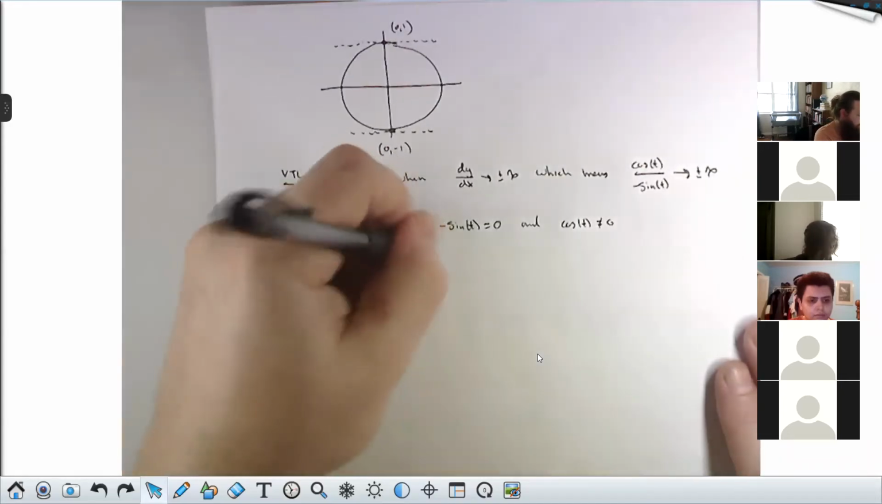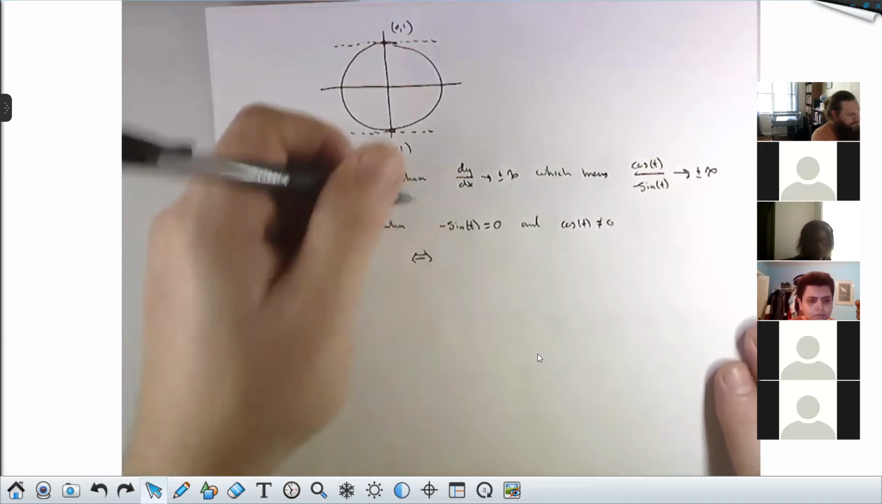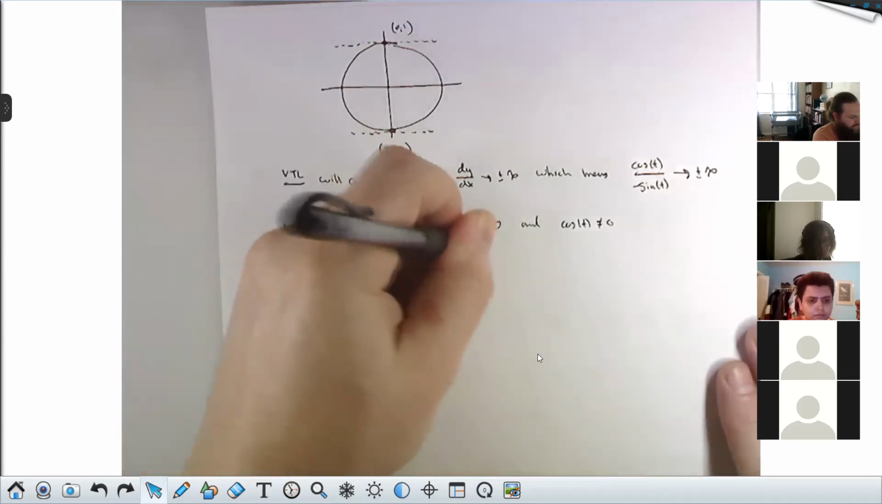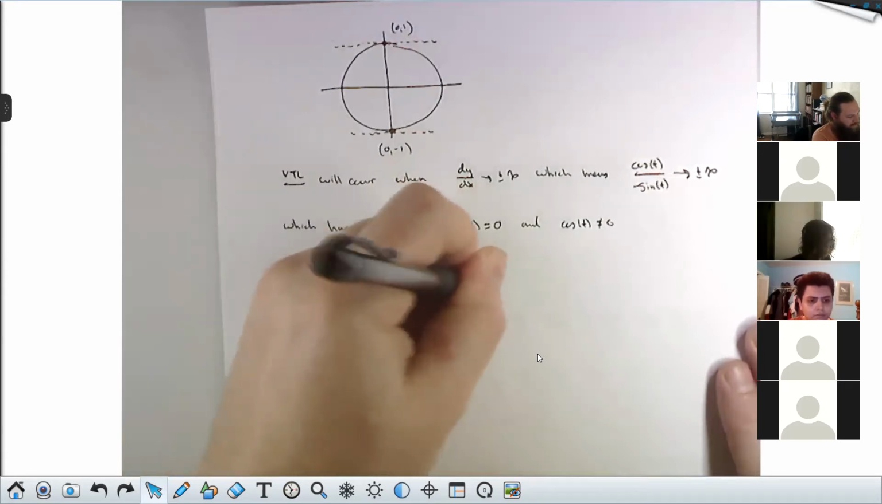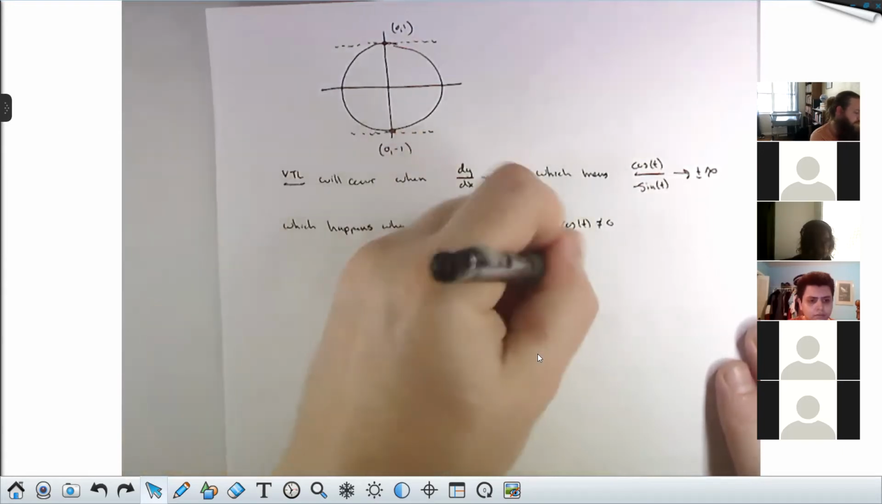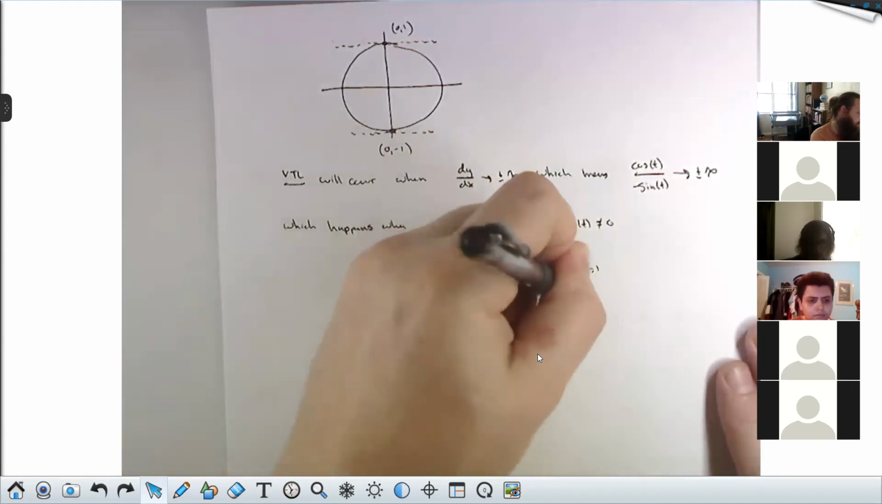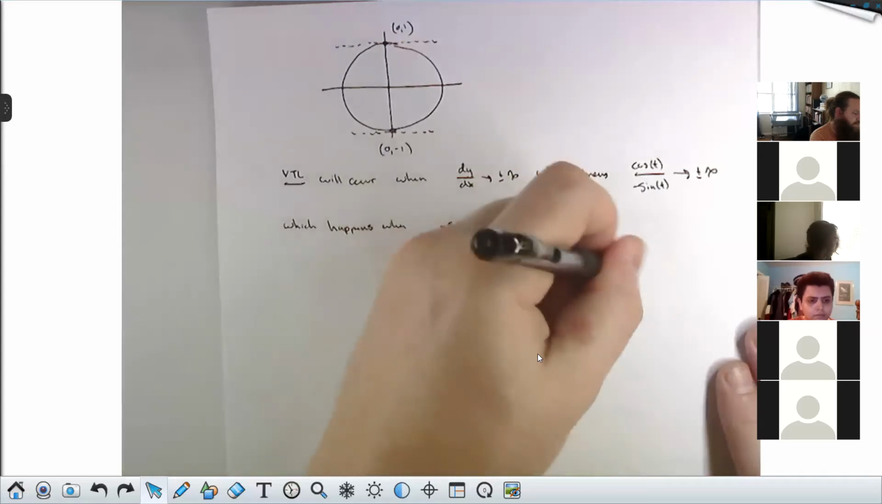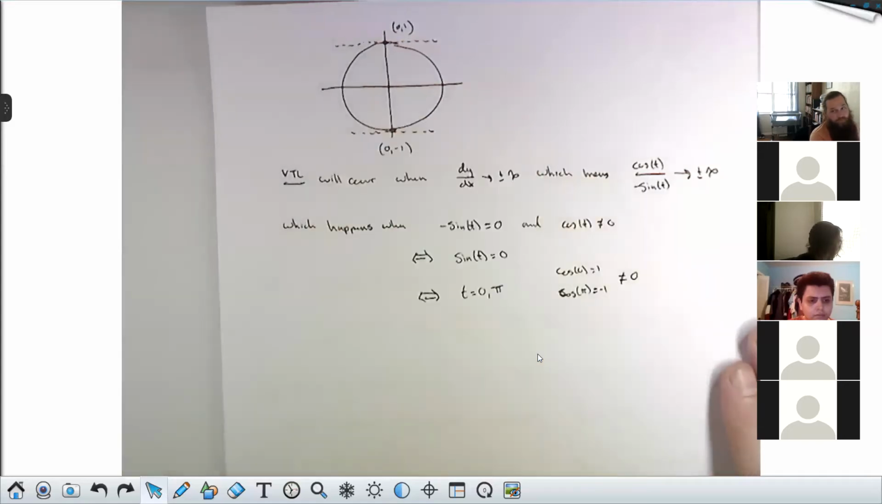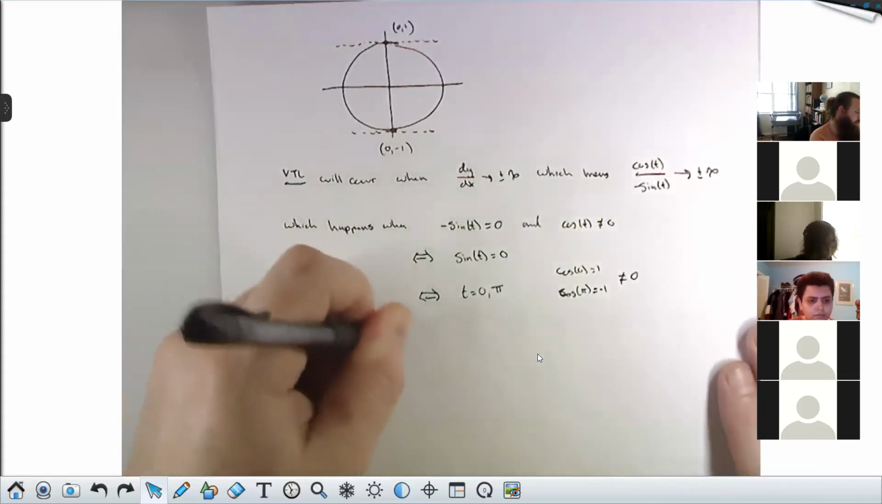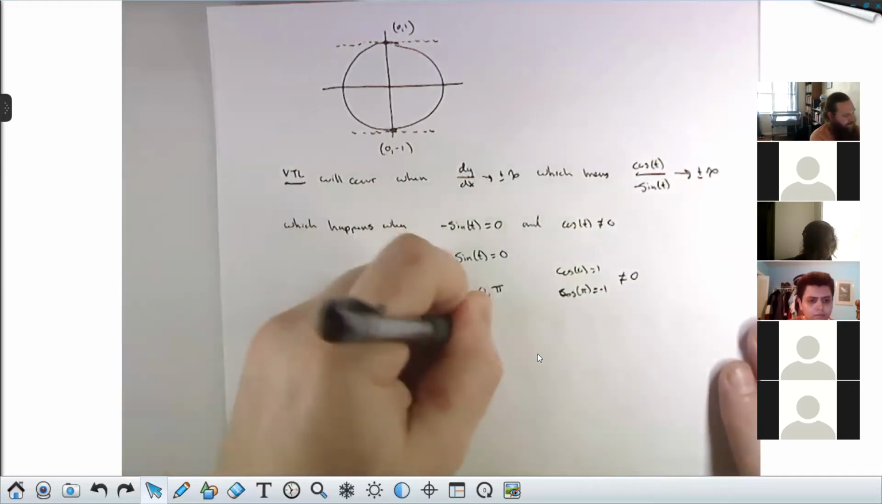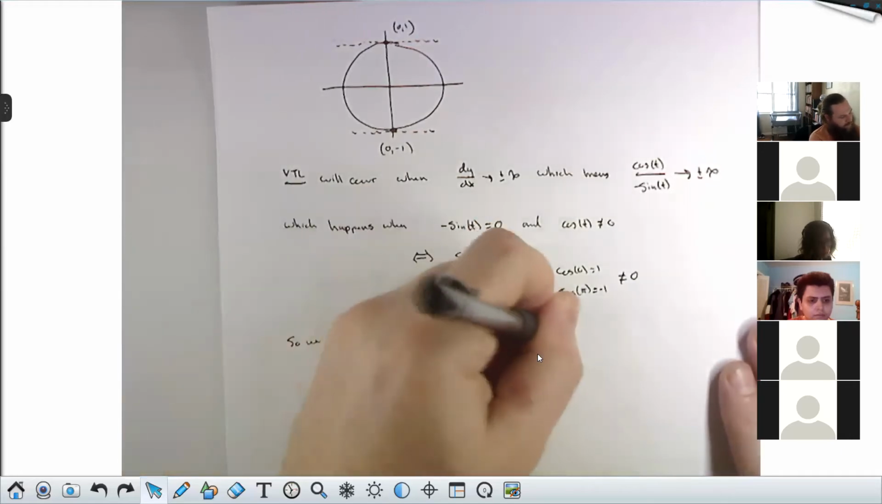So if we solve these equations, where is sine t equal to 0 between 0 and pi? Negative sine t equals 0 is the same as saying sine t equals 0, which means t is 0 or pi, and cos of 0 is 1, cos of pi is -1, neither of which are 0. So we have vertical tangent lines when t equals 0 and when t is equal to pi.